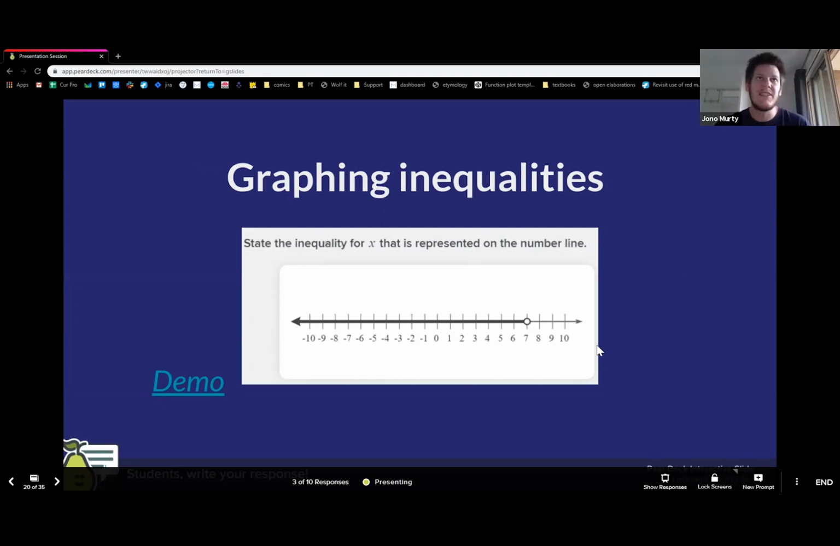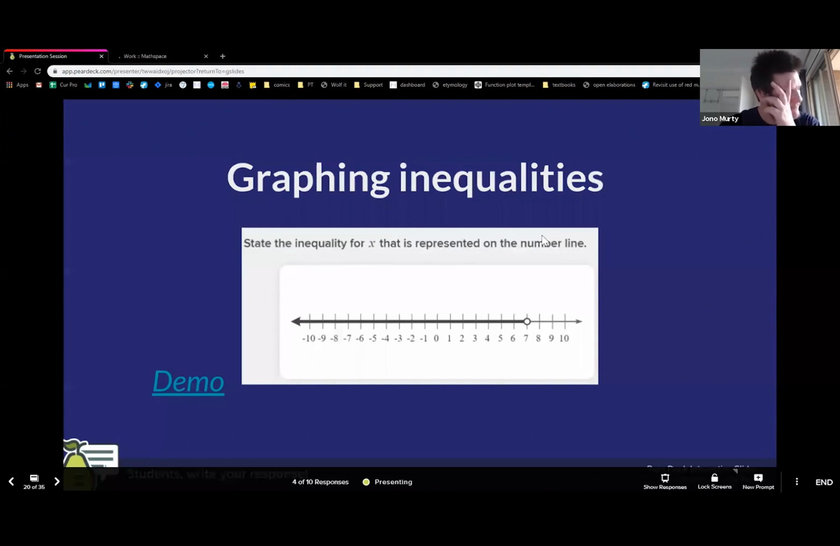So this is probably new for some of you. You would have seen solving equations on the number line, where you just draw a dot where the answer is. But here we have to show all of the solutions. So this arrow basically just means everything from this all the way down to minus infinity. X is less than 7. Yep. X greater than 7.